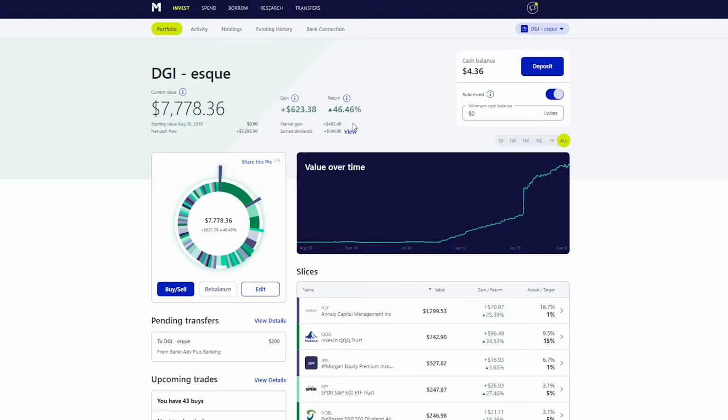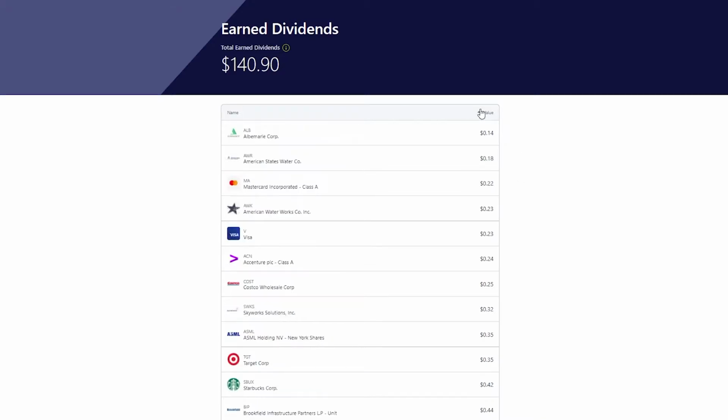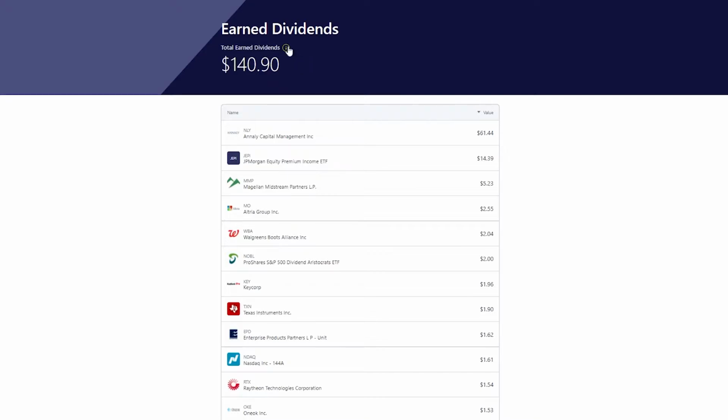You have market gain, you have earned dividends, and if you press view, it will take you to a separate screen of where that is actually coming from and which type of assets we are getting that from. You can sort it by value, for example, with the least, and flip again, you get the most. And this is the total earned dividends in this portfolio from its existence, essentially.